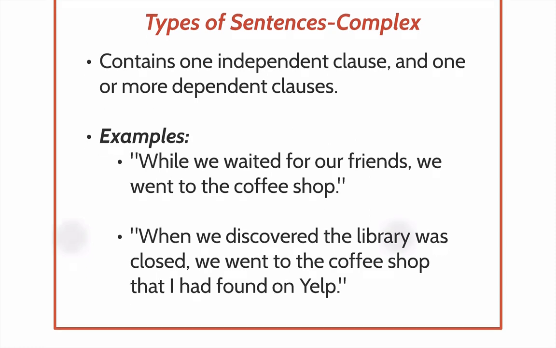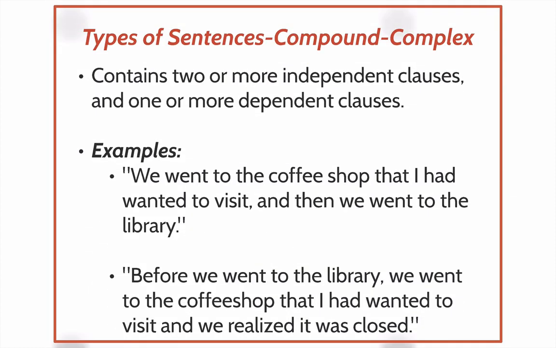So last but not least, we have compound complex sentences. These contain two or more independent clauses and one or more dependent clauses. Right, so here there's multiple independent clauses and there may be multiple dependent clauses, but there doesn't have to be. So as an example, we went to the coffee shop that I had wanted to visit, and then we went to the library. So we went to the coffee shop, that's an independent clause, that I had wanted to visit, right? And that is a dependent clause. And then is kind of the conjoining element there.